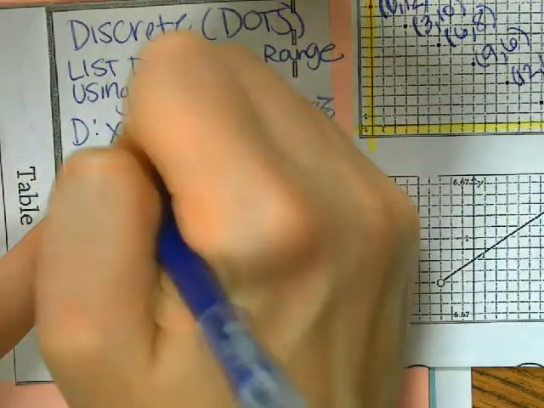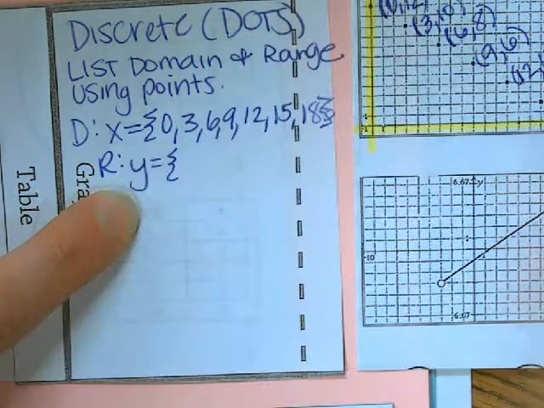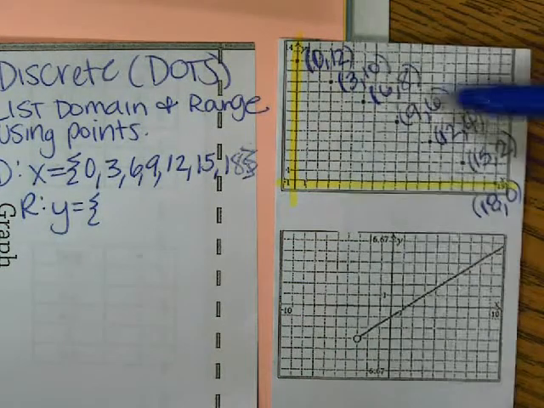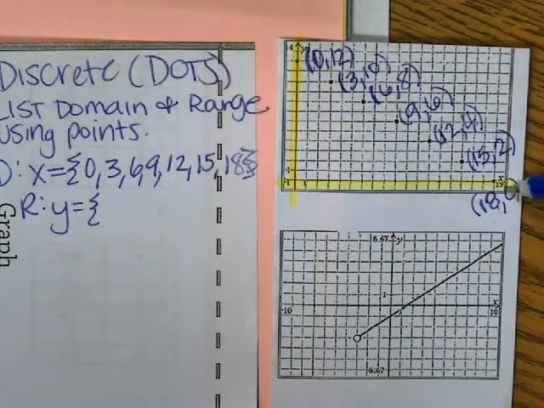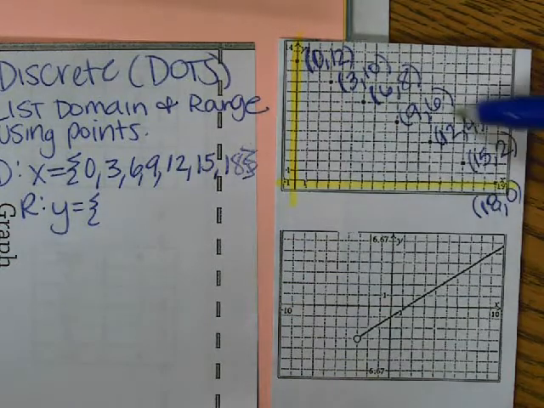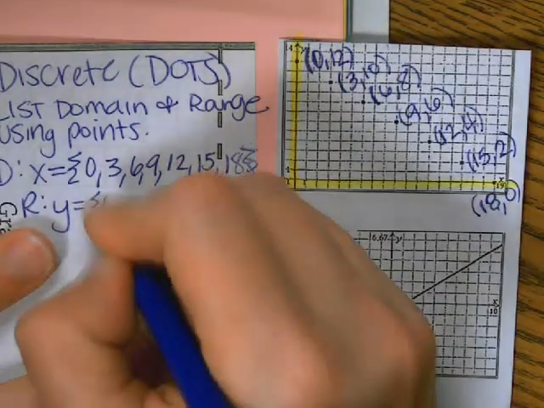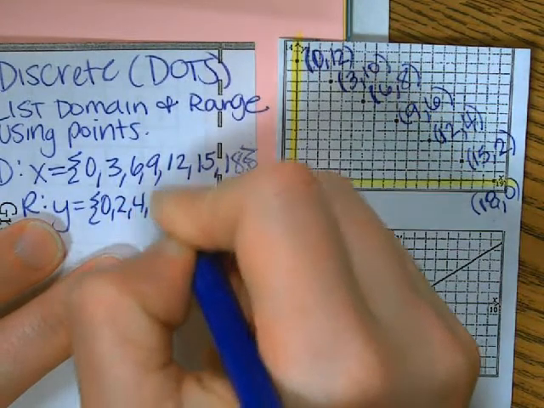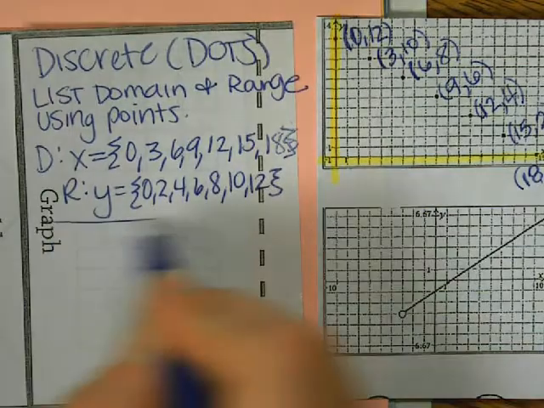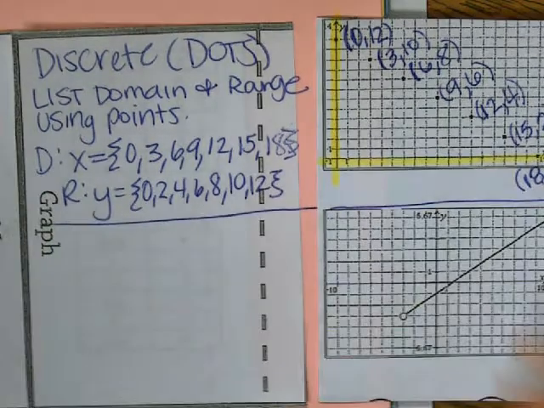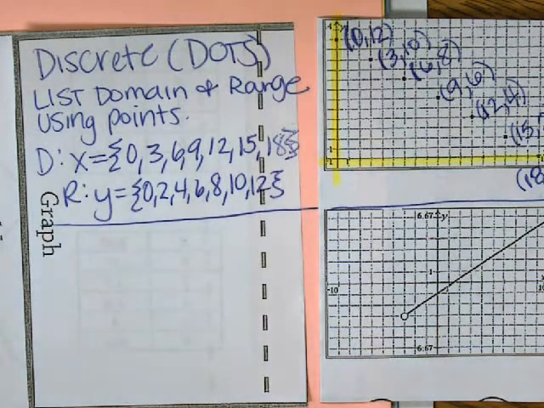And then my range is going to be y equals, and you do the same thing, but this time you list all of the numbers that are second in the ordered pair. Oh, and we want to go in order from least to greatest, so we're going to start over here. 0, 2, 4, 6, 8, 10, 12. And you're done. So domain and range is super easy. All you do is list them from least to greatest.